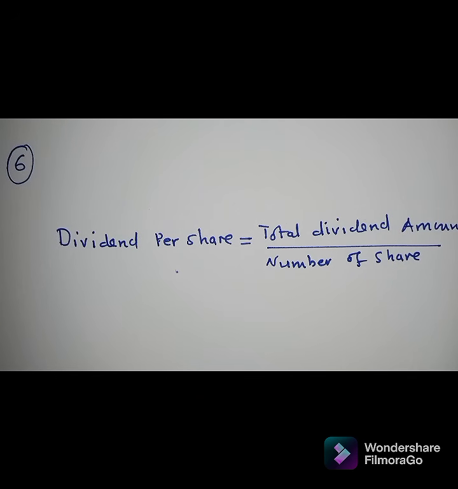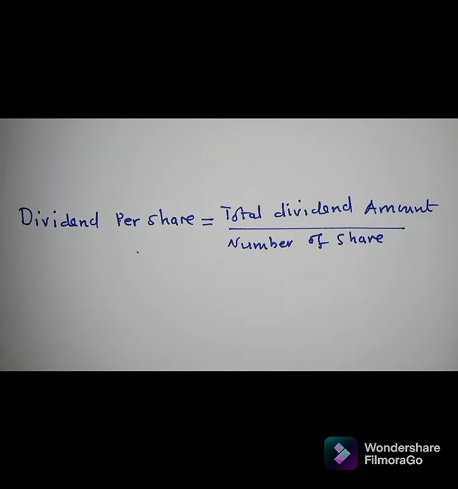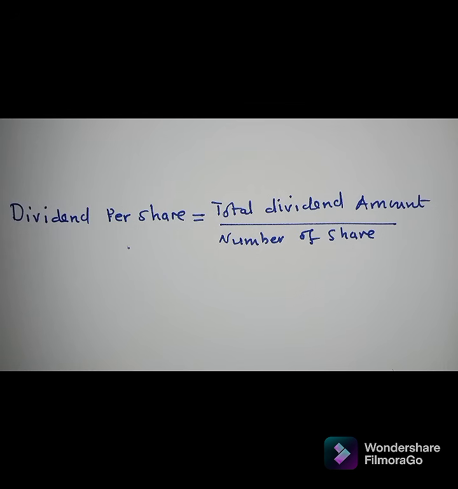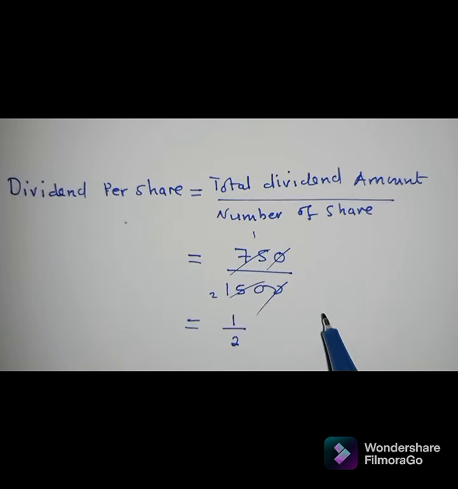All right, so in order for us to answer question 6, we need to know this formula. Dividend per share is equal to total dividend amount over number of shares. So we've been given total dividend amount, which is 750 kwacha, over the number of shares, which is 1,500. This 0 and 0 will cancel. 75 into 75 is 1, into 150 is 2. So we have 1 over 2. Or we can say the solution is 0.5. This is a solution. We go to question 7.